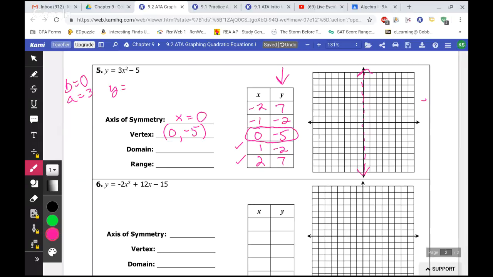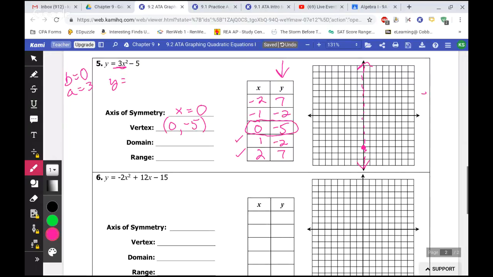I'm going to plot (0, -5). So that means I'm not going to go right or left any for the 0, and I'm going to go down 5. 1, 2, 3, 4, 5. All right. So there's my vertex. And now I'm going to look back over here. Am I going to have a smiley face or a frowny face parabola? Smiley face. All right.